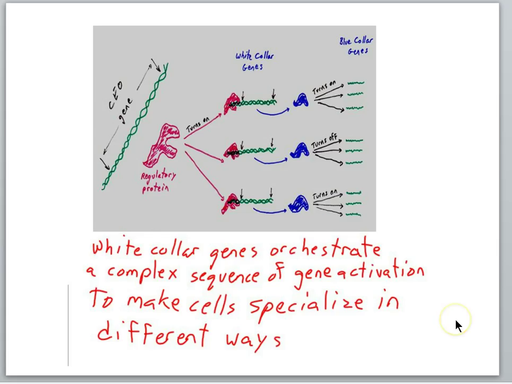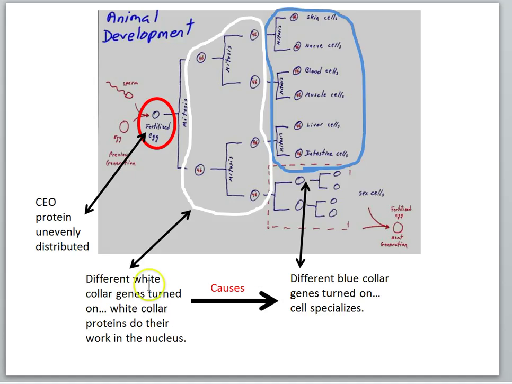In summary, then, we have white-collar genes orchestrating a complex sequence of gene activation to make cells specialize in different ways. And so this is the secret to animal development. It is the managerial genes that are shaping the destinies of cells. Cells specialize in different ways because they're having different sets of genes turned on and off. And the result is a body composed of specialized cells all cooperating to keep the organism alive.